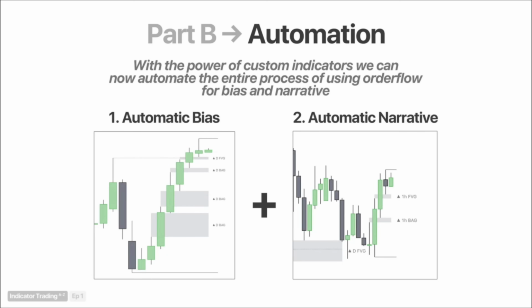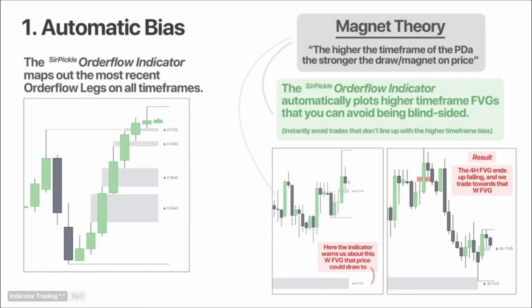With the power of custom indicators, we have automated the entire process of using order flow for bias and narrative. So the order flow indicator maps out the most recent order flow legs simultaneously, automatically on all time frames. So this incorporates magnet theory, which is simply the higher the time frame of the PD array, the stronger the draw or magnet it will act on price.